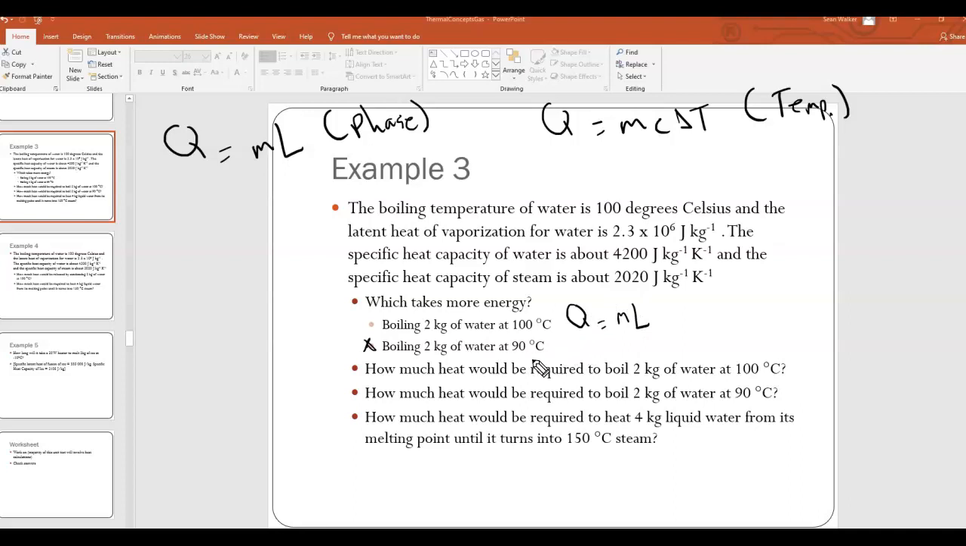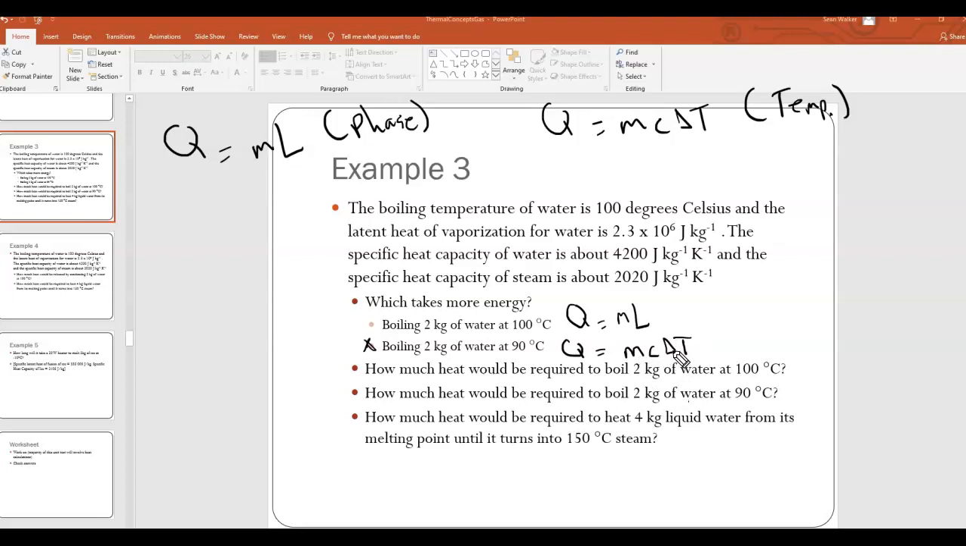Whereas to boil 2 kilograms of water at 90 degrees Celsius, well, water under normal conditions does not boil at 90 degrees Celsius. So when we add heat, it's not going to boil right away. First, we have to increase the temperature of the water from 90 degrees up to 100 degrees Celsius, which is the boiling point of water. So first we have to add a little bit of heat to cause a temperature change, and that's going to be given by mc delta T.